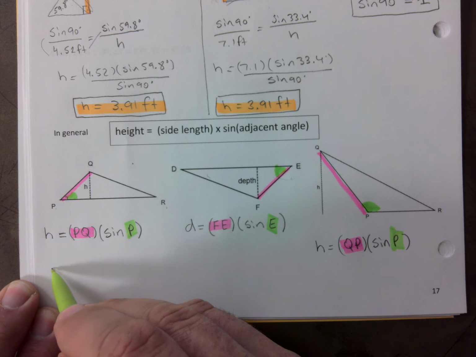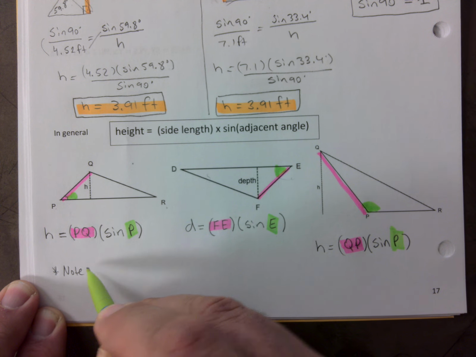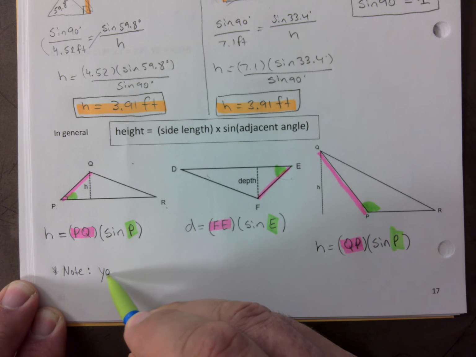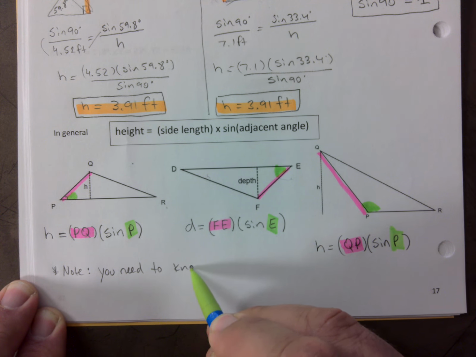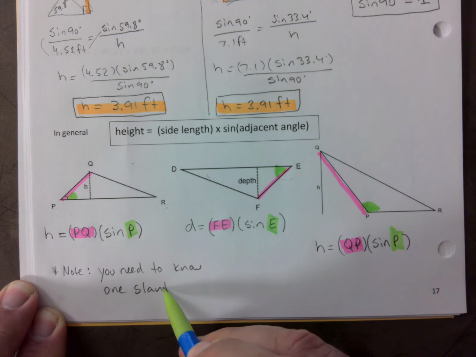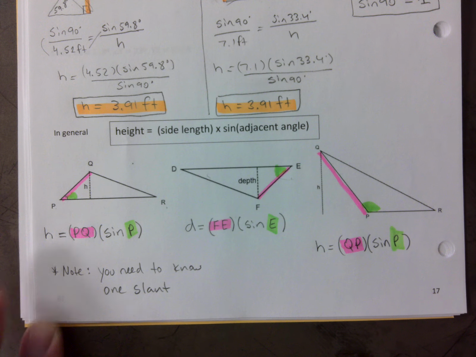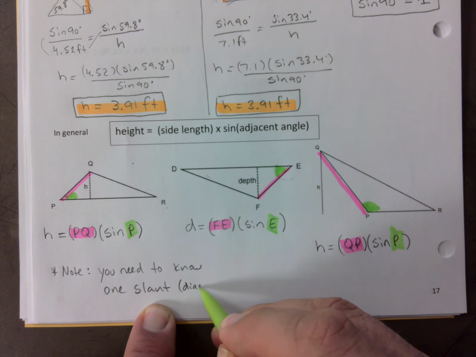So I will just say, note, you need to know one slant. And by slant, I mean, I don't know if that makes sense. A slanted side is not straight horizontally or vertically. It's always in a little bit of an angle. It's diagonal. Should I say diagonal?